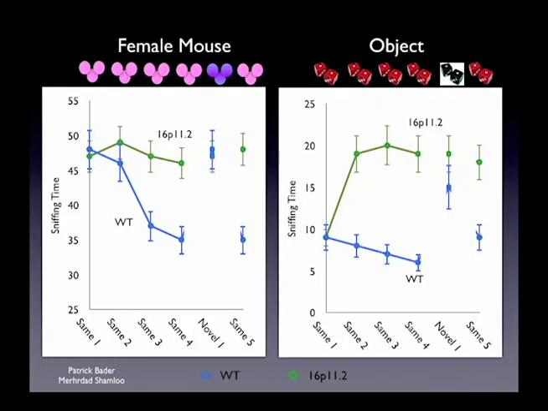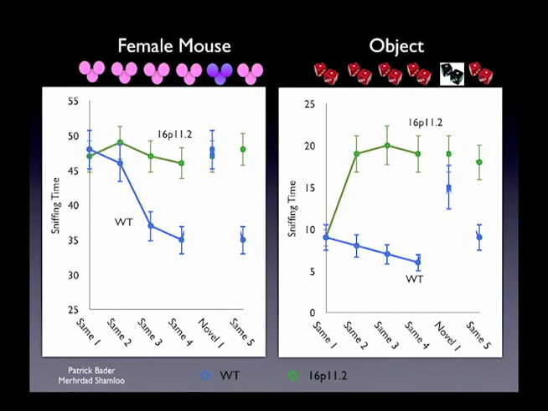So you can quantify this kind of stuff. And this is sort of what it looks like, right? If you look at the wild type mice as a function of time, they become less and less interested in the female, right? And if you introduce a new female, they're very excited again. If you take the old female and put it back, they're not interested. If you look at the 16p mice, they just don't seem to lose much enthusiasm, right?